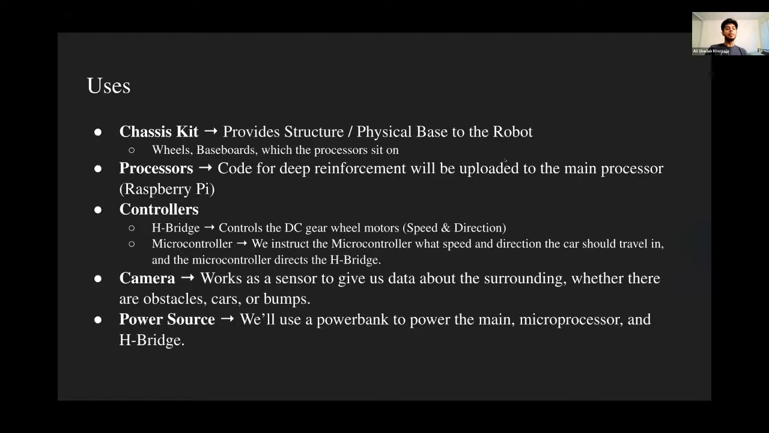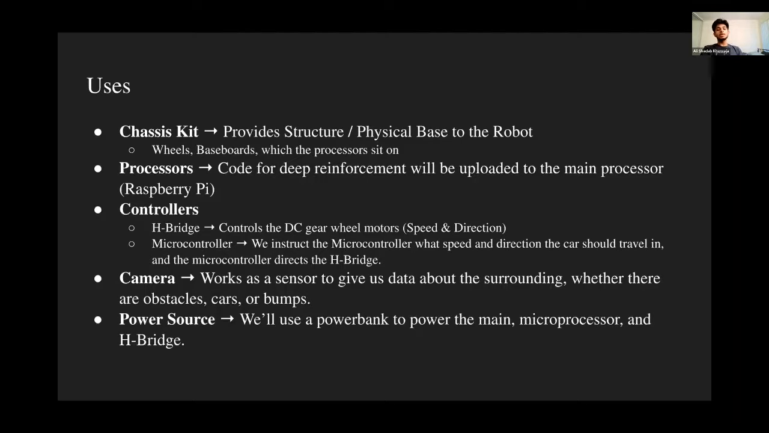So we talked about what the parts are, but what are we using them for? So we can go through these together. A chassis kit, as already mentioned before, has baseboards and wheels, and it essentially just provides a physical structure for the car where the processors and the power sources can sit and rest. Next, we have the processors.